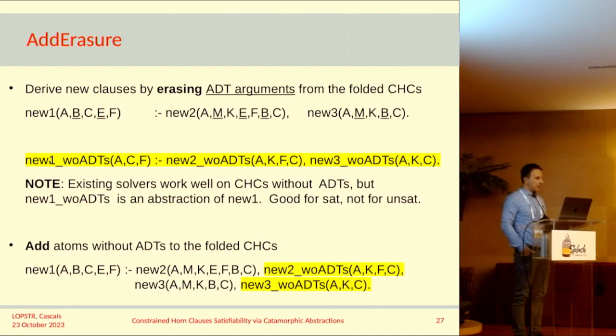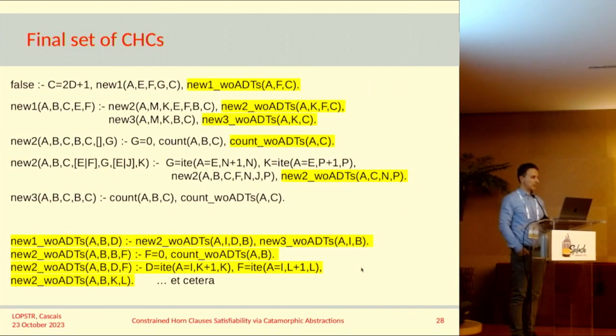But we do not use this abstraction directly. Instead, we add this abstraction to the equisatisfiable clauses. By doing so, solvers are much more effective in discovering the relation between the constraints relating these basic variables. And so we derive this final set of clauses starting from the original clauses for double, the query, and the catamorphic abstraction.